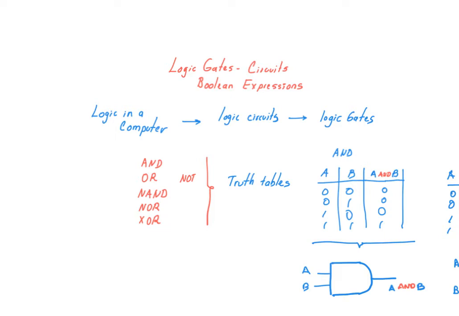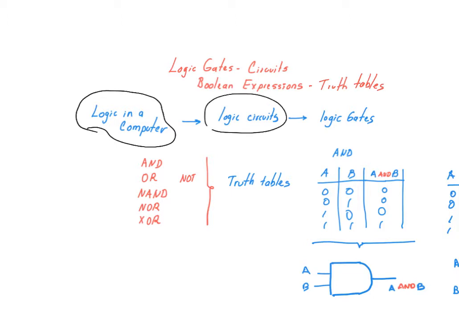Okay, hello everyone. Today we're going to learn about logic gates and how to make circuits with those logic gates, how those turn into Boolean expressions, and how that's related with the truth tables that we have seen before. So we already know that we have a way to create logic in a computer by creating logic circuits, right? And those circuits are based on what we know as logic gates.